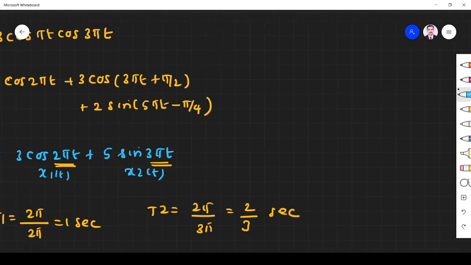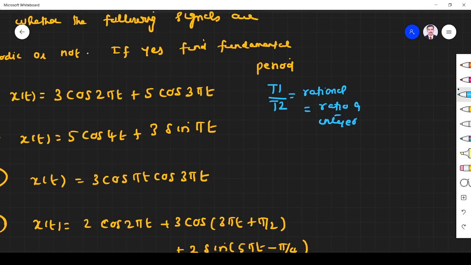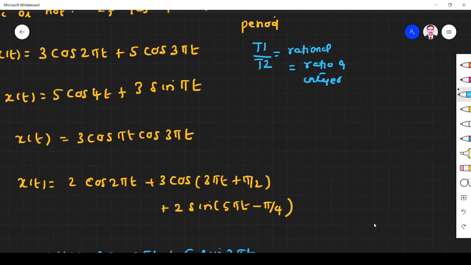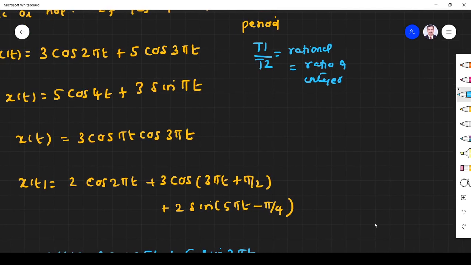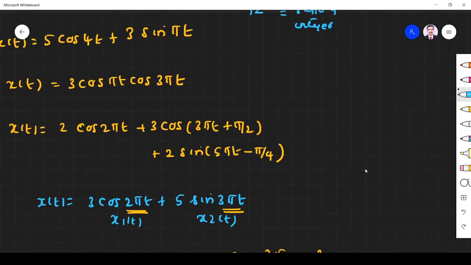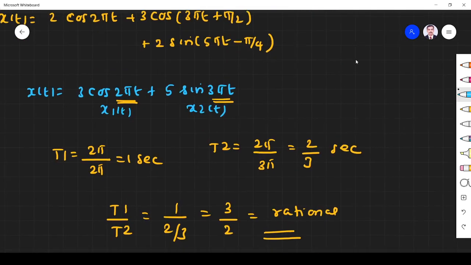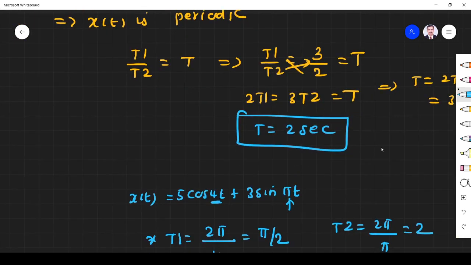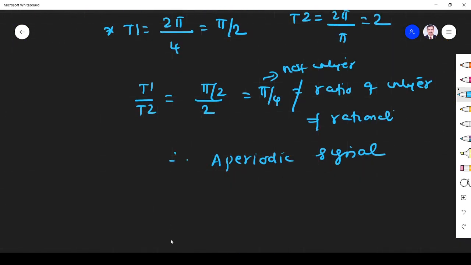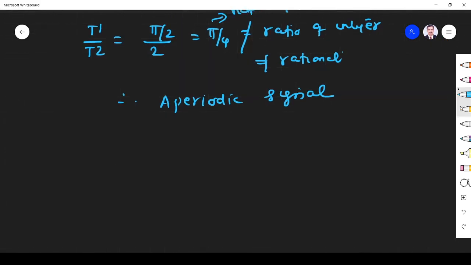What about the third one? The third one is 3 cos pi t multiplied by cos 3 pi t. So this is a multiplication, and for that also the same logic applies. The third one is x of t is equal to 3 cos pi t into cos 3 pi t. Fine, so here also follow the same principle.